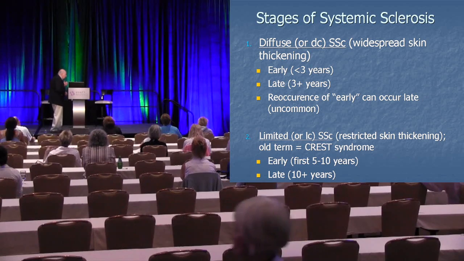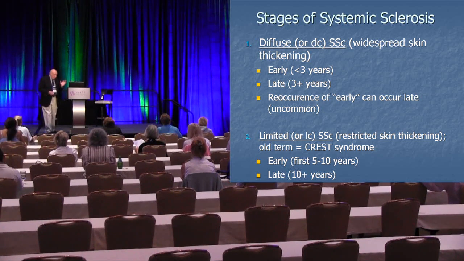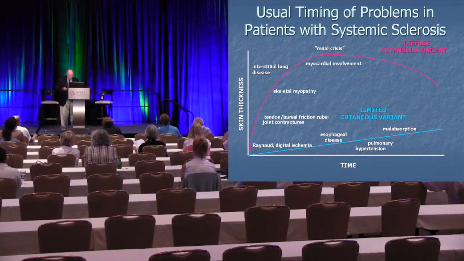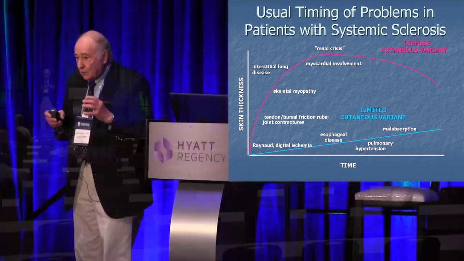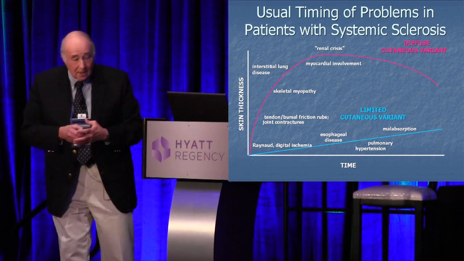Early diffuse disease we ordinarily define as the first 3 years. Late diffuse after the first 3 years. That's just arbitrary. In the limited form of disease, early means first 5 or 10 years, late means 10 or greater years. And this is just to give you a concept of how you should be thinking of where you fit in your disease if you are a patient.